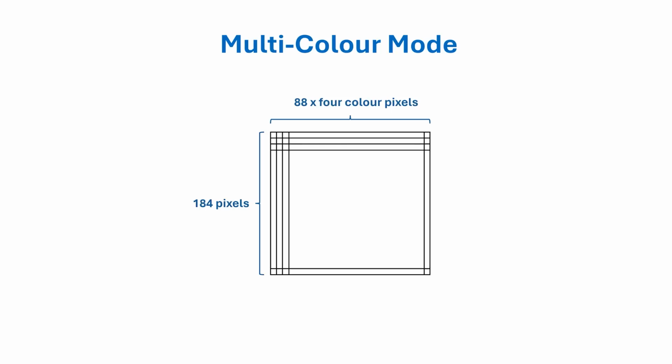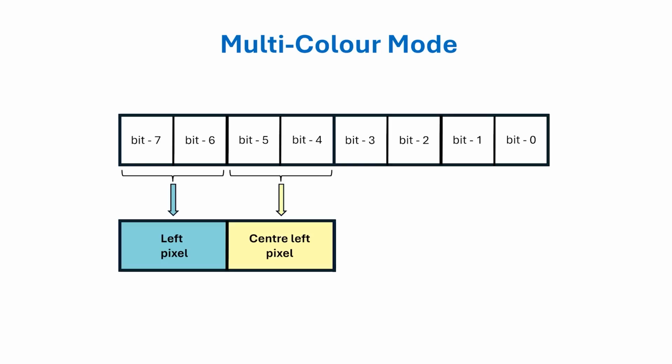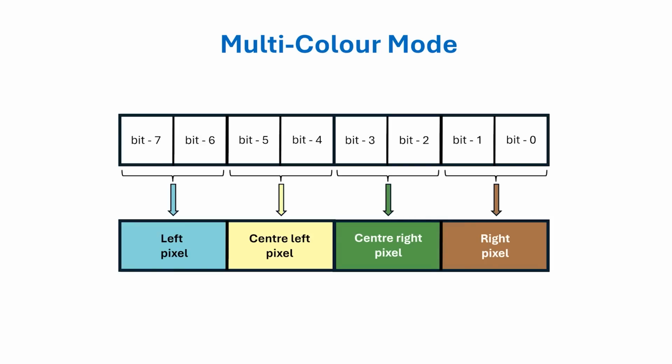In this mode, we only have 4 pixels per bitmap read, so our horizontal resolution becomes only 88 pixels per scan line. Within a bitmap byte, the upper 2 bits are for the leftmost pixel, bits 4 and 5 are for the center left pixel, bits 2 and 3 are for the center right pixel, and the lower bits are for the rightmost pixel.